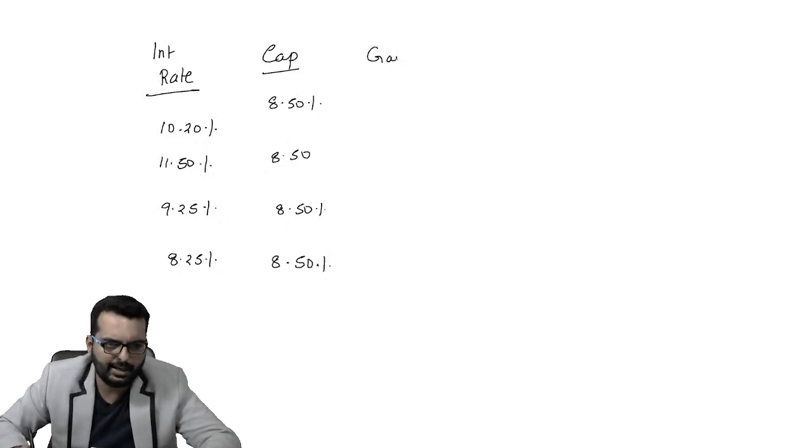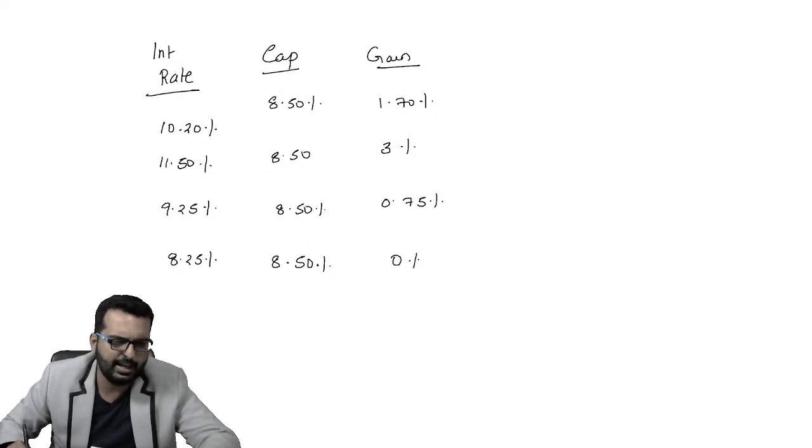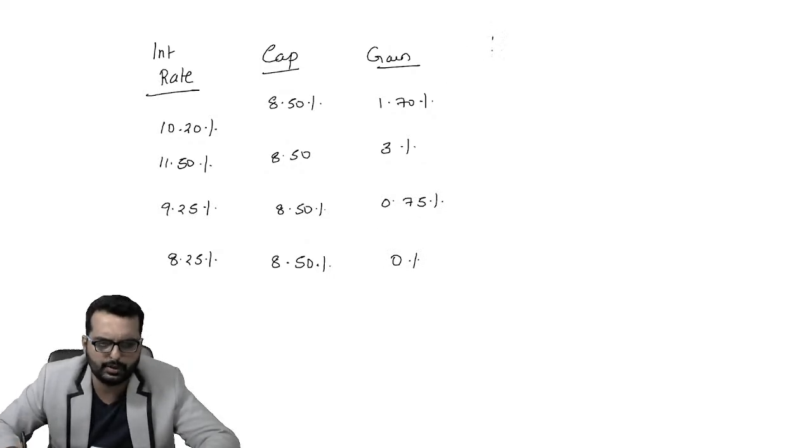So what is the gain that you make in the first case? 1.7%. Here you will make a gain of around 3%. Next one will be 0.75%. Here you don't make any gain at all. You end up paying only 8.25%.